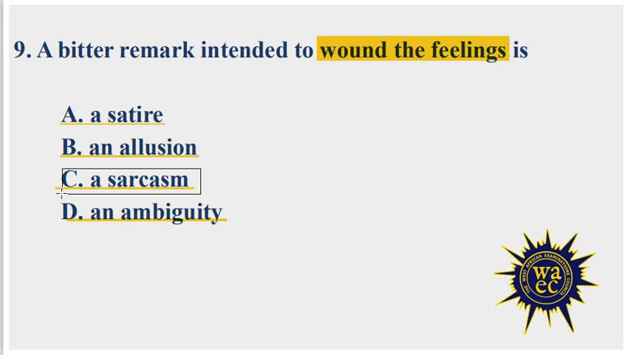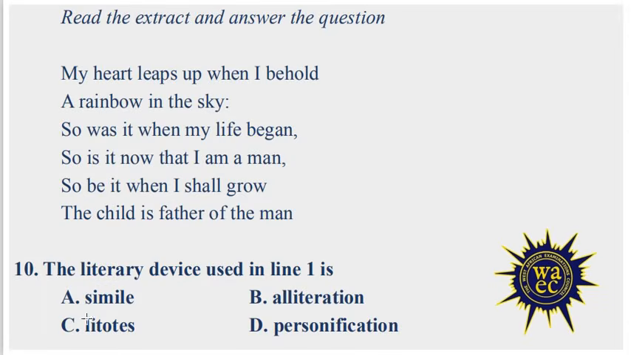So it is not ambiguity, it is not allusion, it is not satire, rather it is option C, sarcasm, a form of irony where someone says the opposite of what they mean in order to mock or show contempt. When you mock someone or you show contempt to someone with your words, you want to wound their feelings, you want to hurt their feelings. So a bitter remark intended to wound the feelings is a sarcasm. Let's quickly go to number 10, which is the last question for this video. There is a short poem there.